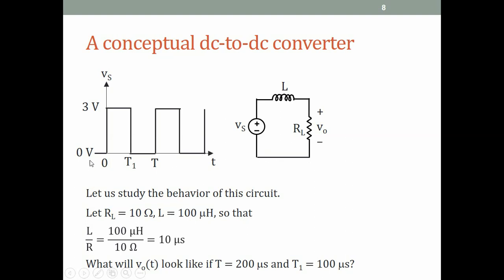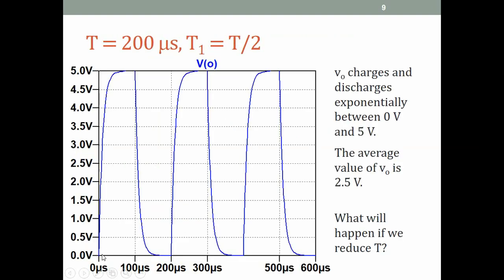Alright, so let's say initially the voltage is 0, suddenly it goes up to 3 and stays at 3. When this is 3, this is an RL circuit, so we know from last semester that the behavior of the voltages and currents will be exponential. So VO will vary exponentially and rise from 0 to 3 volts, with a time constant of 10 microseconds. So this is what the plot will look like.